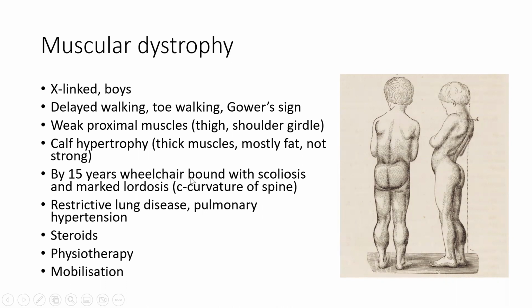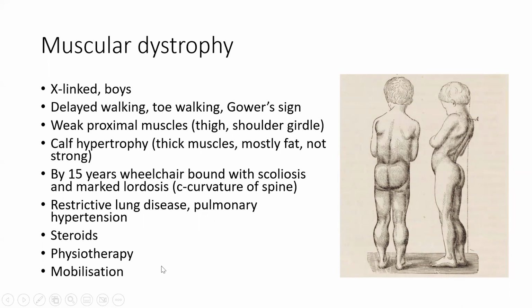By 15 years, most of these children are wheelchair bound, and they have a scoliosis because of muscle weakness, so their spine becomes curved. They also develop restrictive lung disease and pulmonary hypertension. Sometimes they respond to steroids, but not fully. The treatment is steroids and physiotherapy and mobilization.